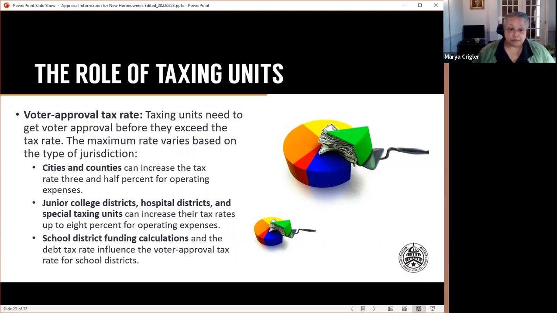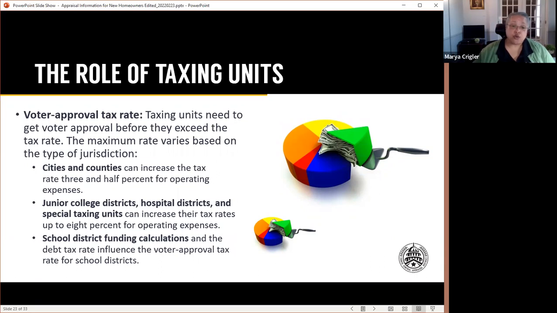the November election. So for cities and counties, they can increase their tax rate and get 3.5% additional for operating expenses above the no new revenue rate. So they can go up 3.5% on their tax rate. Junior colleges, hospitals, and special districts, which are MUDs and ESDs, they can go up 8%. And then school districts, that's based on their debt rate and how much state funding is contributed. Those all influence what their voter approval rates are. But the travistaxes.com website will show you what the voter approval rates are.